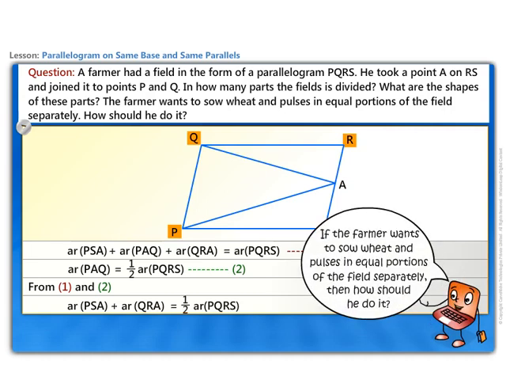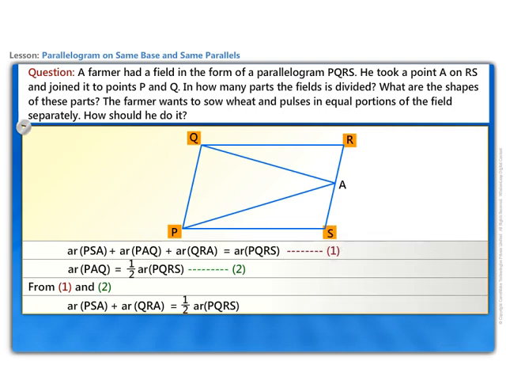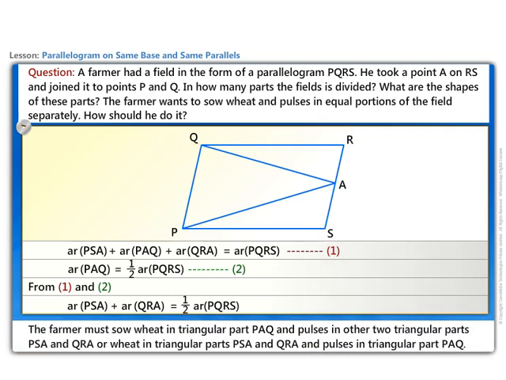If the farmer wants to sow wheat and pulses in equal portions of the field separately, then how should he do it? Observing the above equation, we can conclude that the farmer must sow wheat in triangular part PAQ and pulses in the other two triangular parts PSA and QRA. Or he can sow wheat in triangular parts PSA and QRA and pulses in triangular part PAQ.